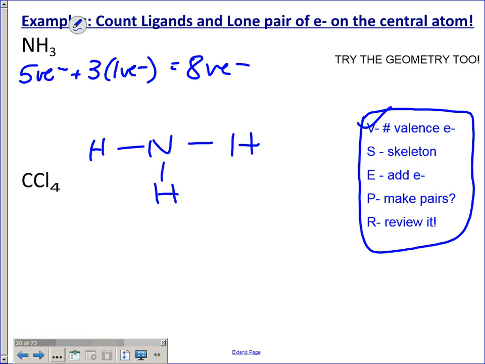Say again? Why did I put nitrogen in the middle, not hydrogen? Maybe because there are more valence electrons, but also because it's the single one. So I have 1 nitrogen, but I have 3 hydrogens. Whenever you're drawing your skeleton, you always want to try to keep some symmetry, and that will help you accommodate the atoms present.